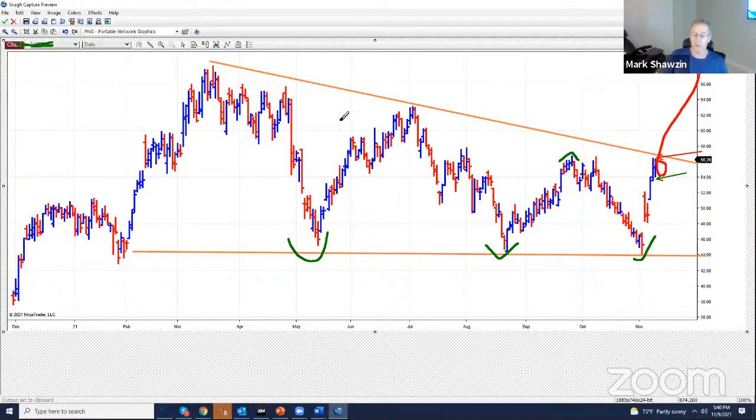Tomorrow I could lose on this trade. So what? I've lost $2. I'll move on.